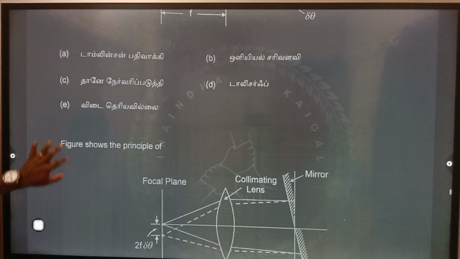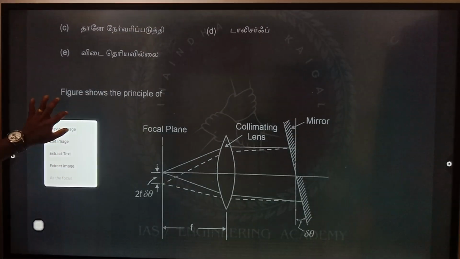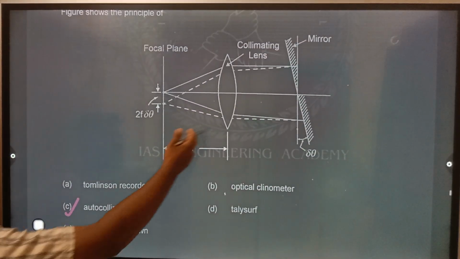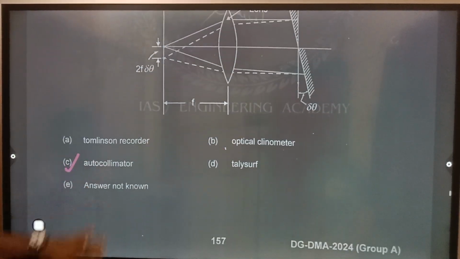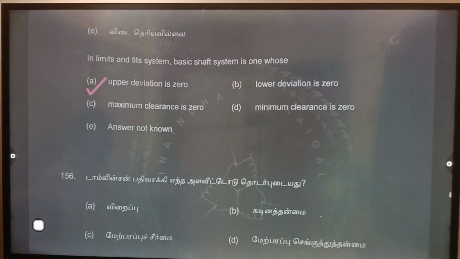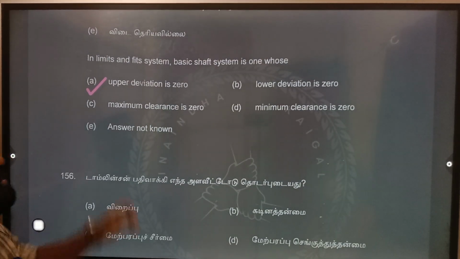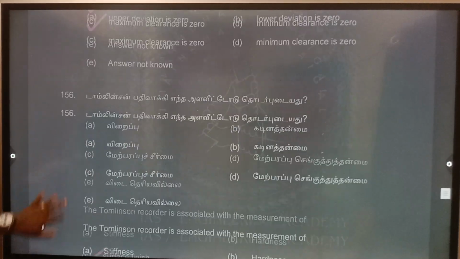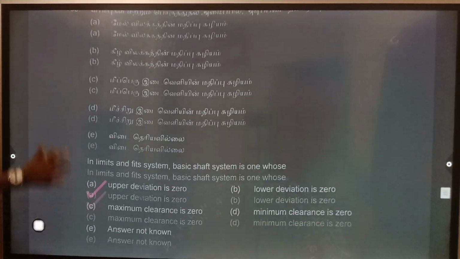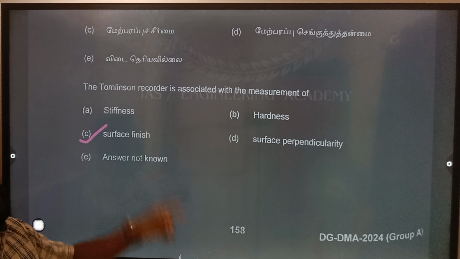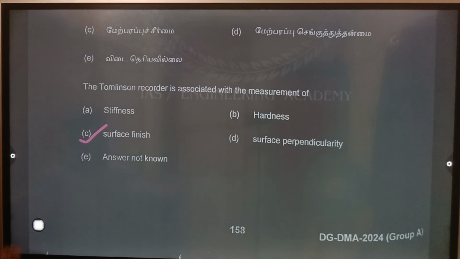154. Figure shows the principle of autocollimator. The figure பார்த்தாலே autocollimator principle தான். So answer is C, autocollimator. 155. In limits and fit system, basic shaft system is one whose upper deviation is 0. Okay, basic shaft system upper deviation is 0. Answer is A. 156. The Tomlinson recorder is associated with the measurement of surface finish. C. Okay, Tomlinson recorder.